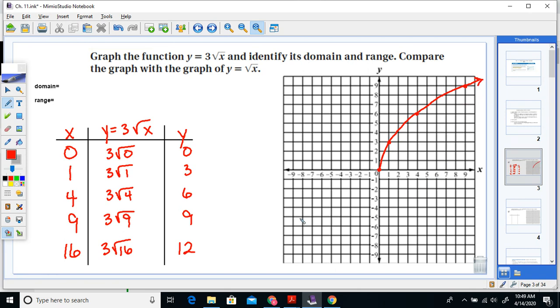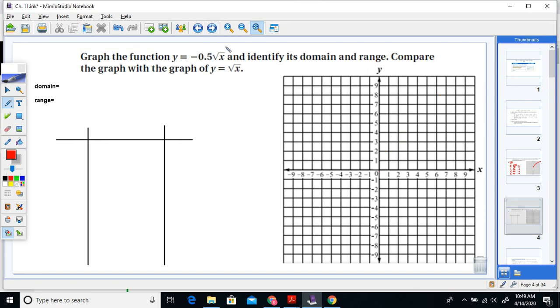There's the graph. The domain, if you look at the x values, 0 we said was the smallest, so the domain has to be x is greater than or equal to 0. And if we look at the range, that's our y values. You can either look at the graph, where all the y values are, the smallest, and where the rest of them are. You can look at the table. Again, the smallest is 0, and then it goes above 0. So the range would be y is greater than or equal to 0. We'll talk about the comparison in a couple minutes.